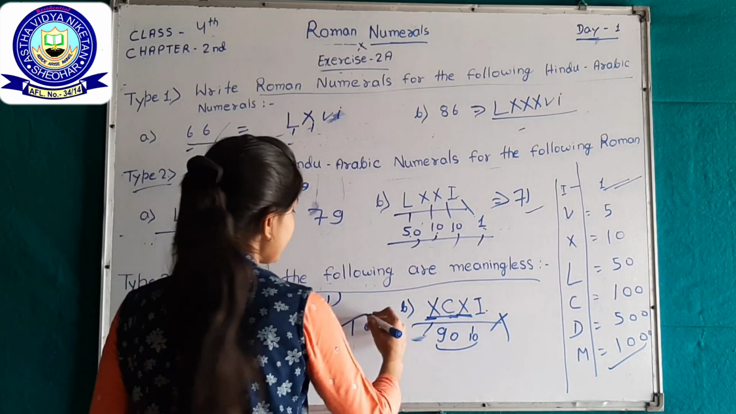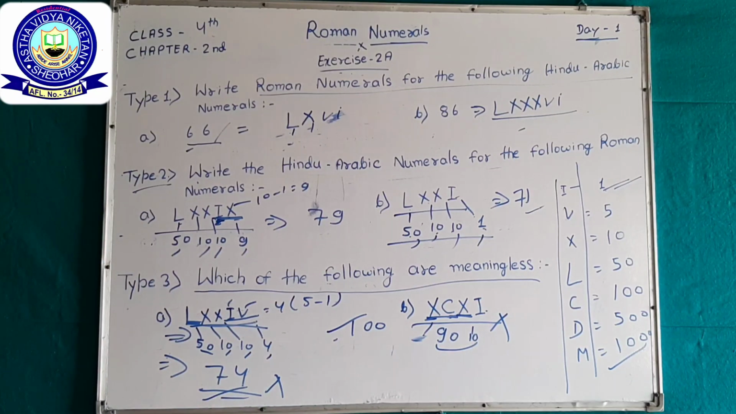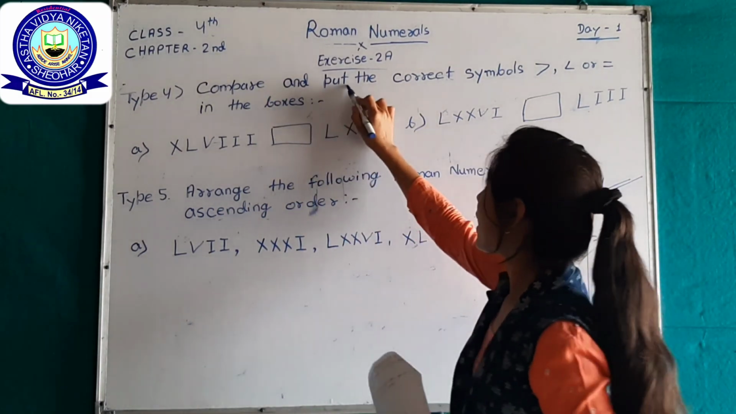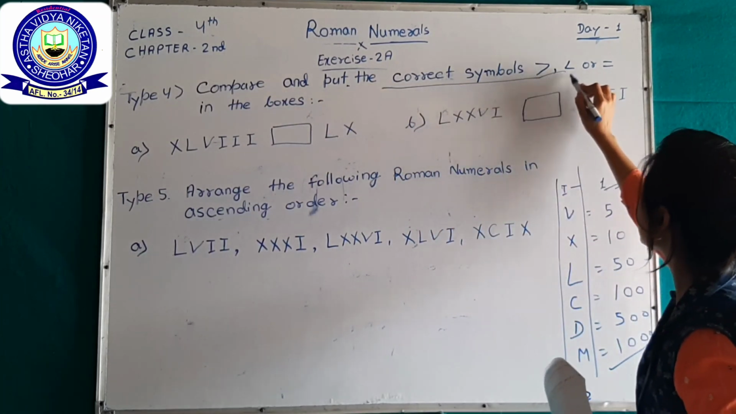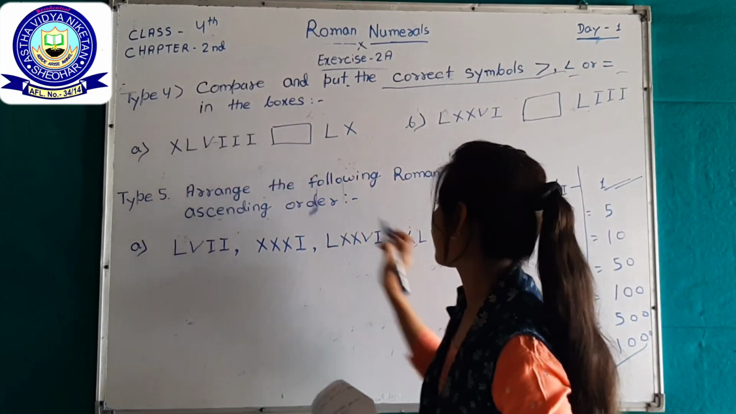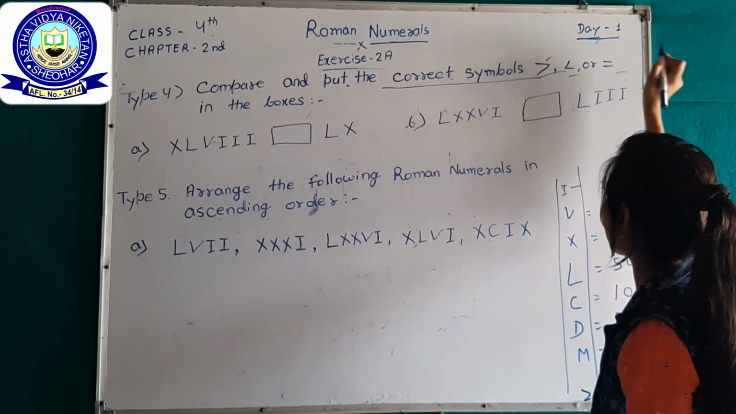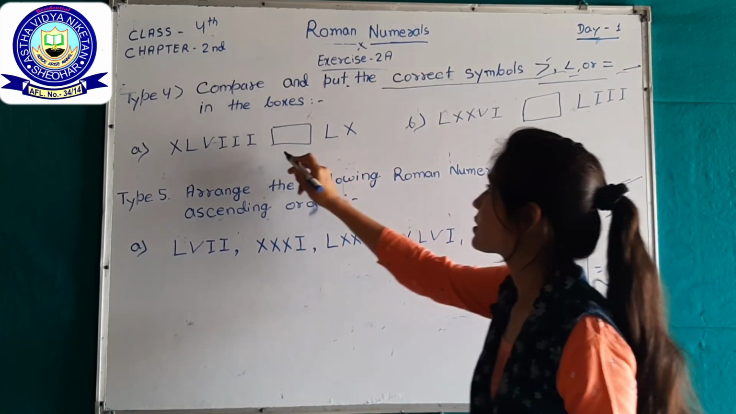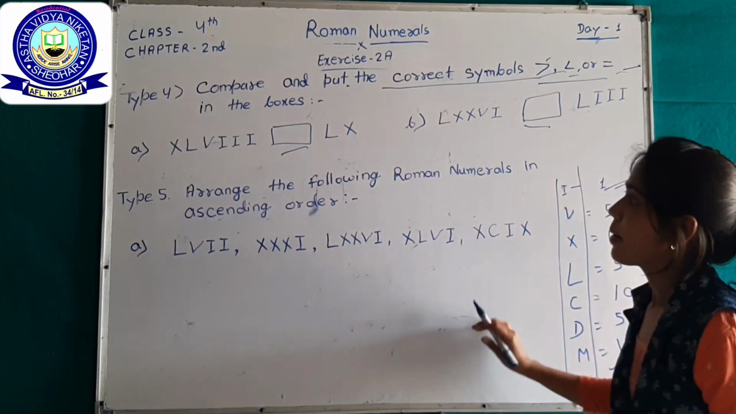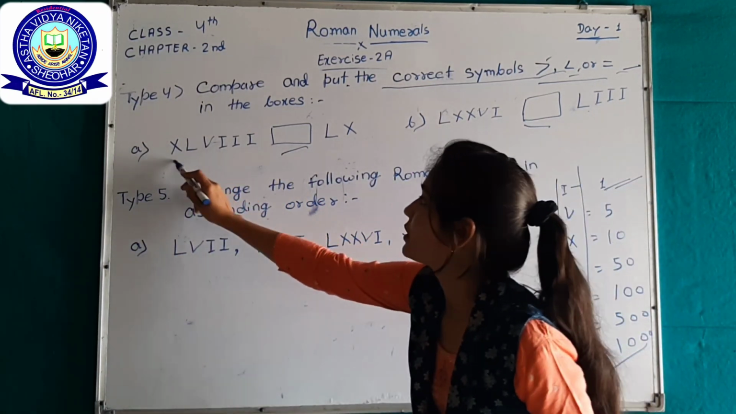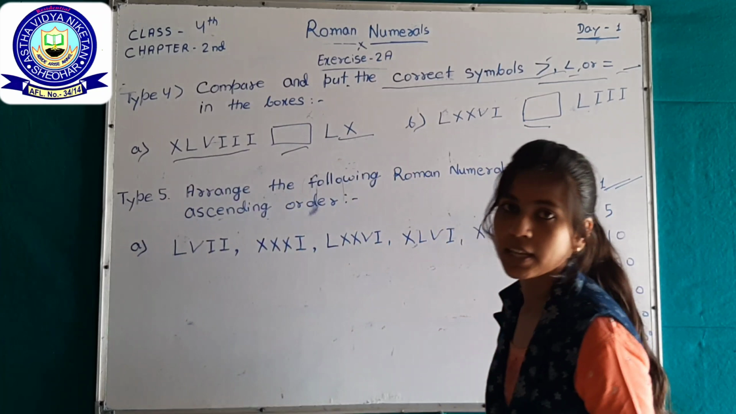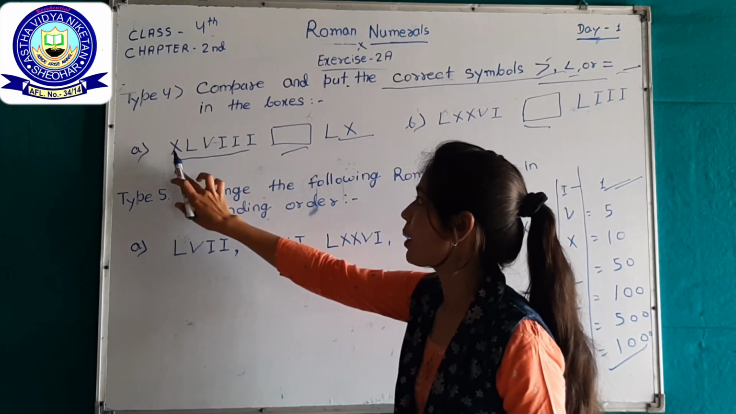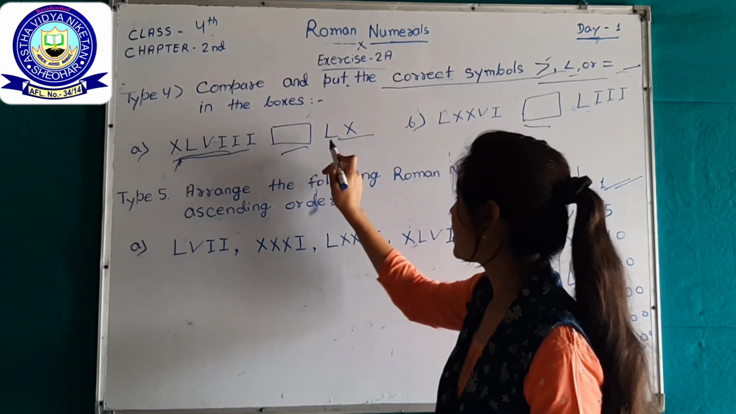And your next type is: compare and put the correct symbol in the box. These are the symbols for greater than, smaller than and equal to. You have to put these symbols in the given boxes. First of all, you have to compare these 2 numbers, which one is greater than and which one is smaller than. First of all, you have to write the value of these Roman numerals.